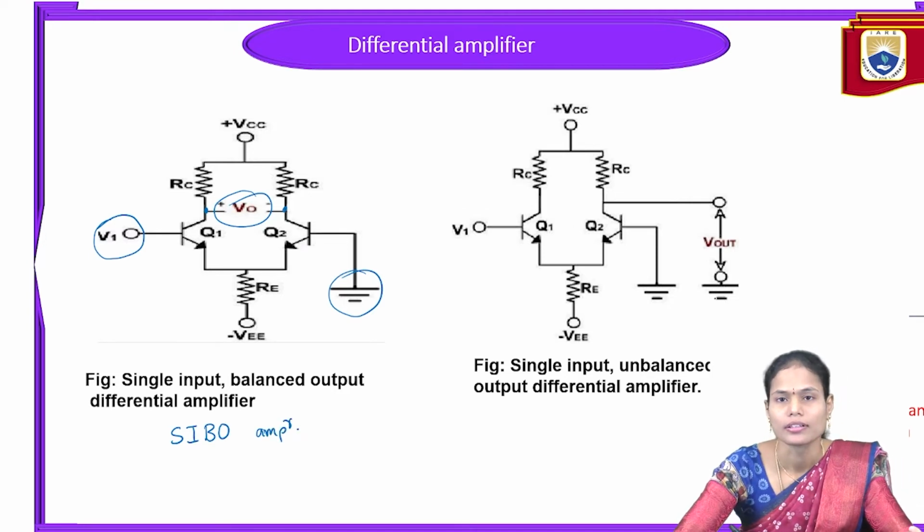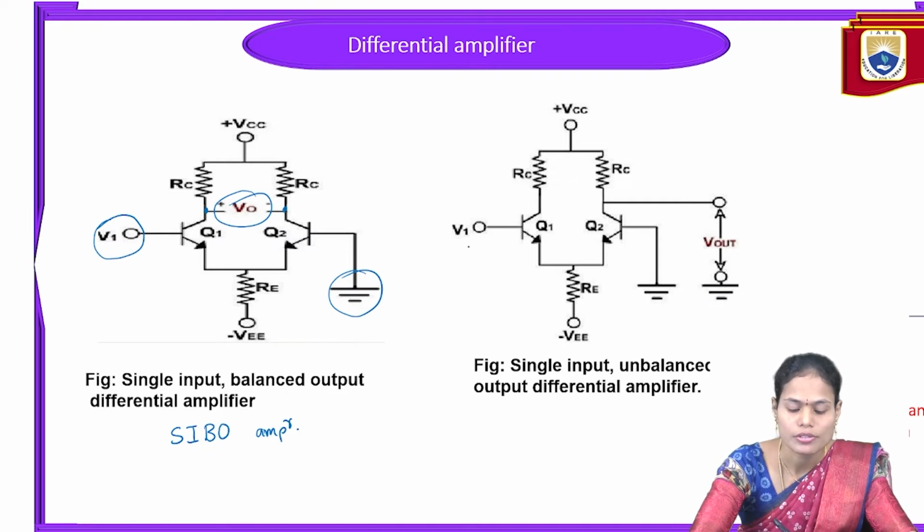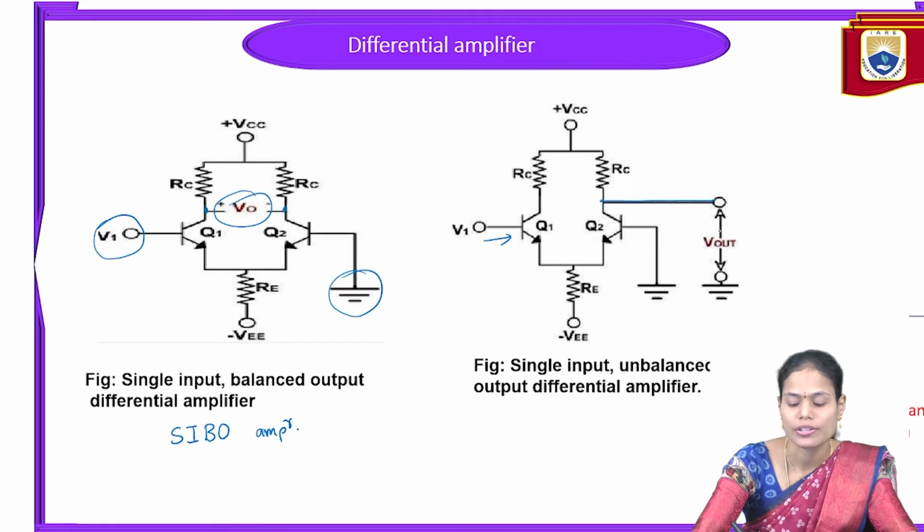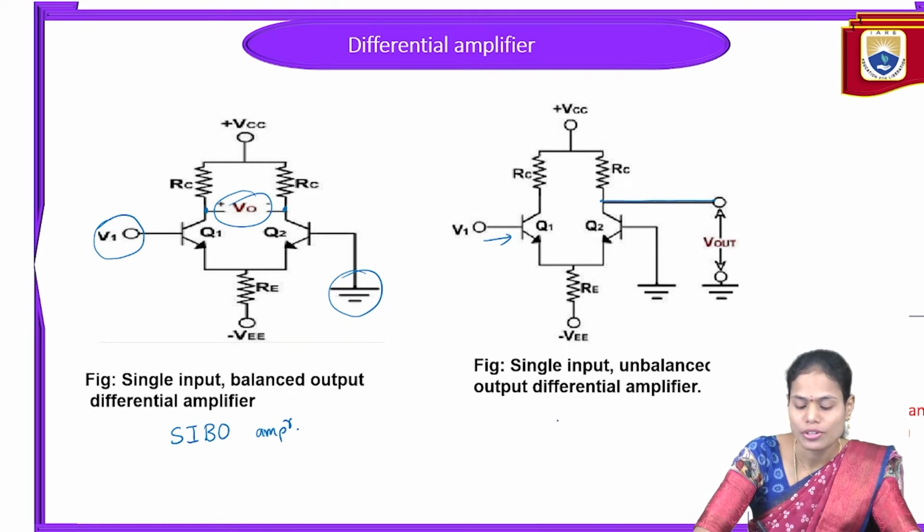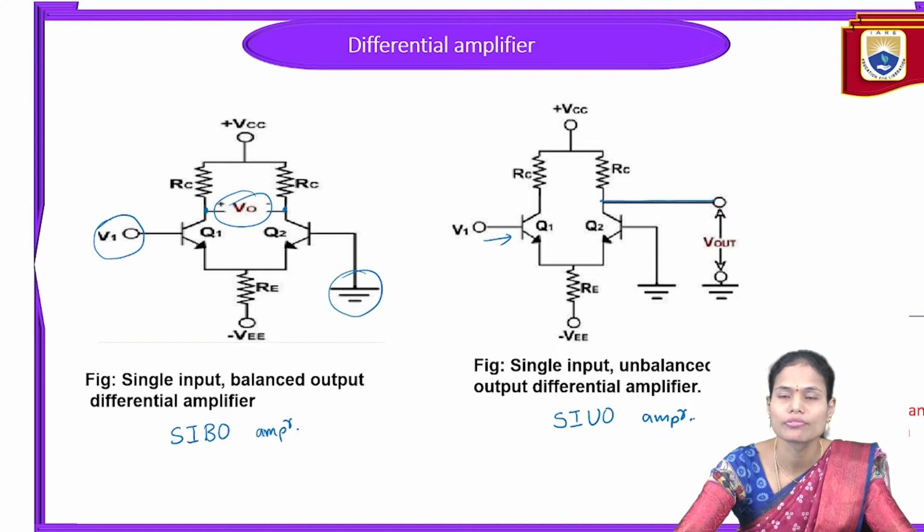And the last differential amplifier is the single input unbalanced output. In this case also it is single input, so that's why we are providing the input to the first transistor, and the base of the second transistor is grounded here, and the output we are measuring across the collector of the second transistor, not at the common point of the two collector terminals of the transistors. So that's why it is the unbalanced output. In short, we can call it the SIUO amplifier. Okay, these are the four different configurations of the differential amp.